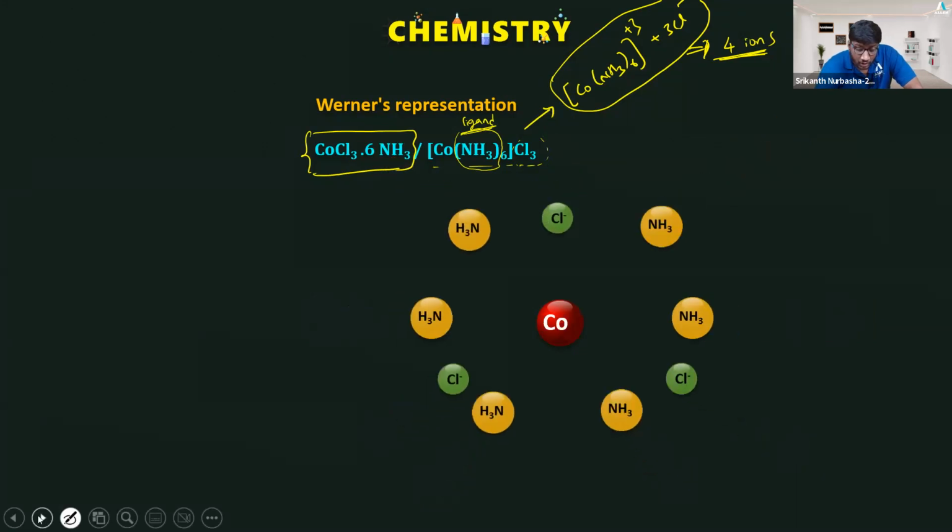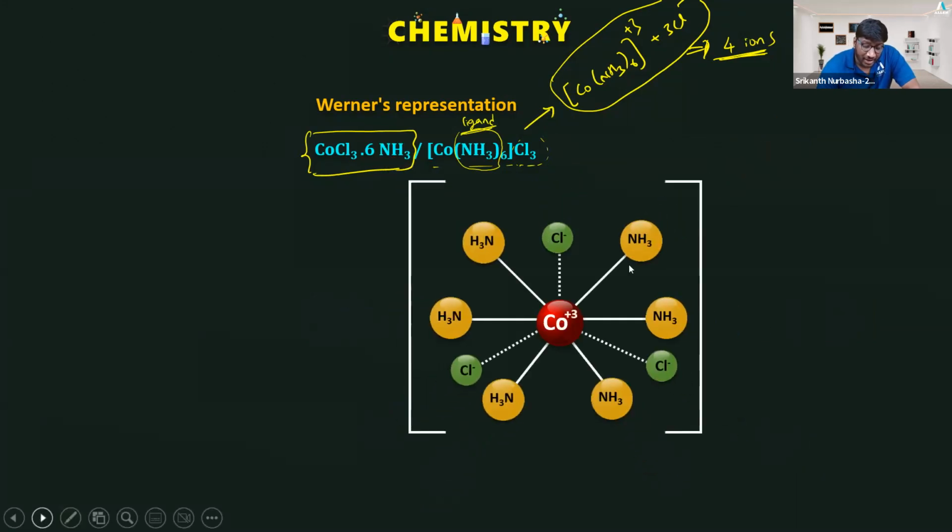So we have cobalt bonded with 6 ammonia, shown by 6 solid lines. It has electrostatic force of attraction with 3 chloride ions, represented by dashed lines. This is your complex [Co(NH3)6]Cl3. This is how Werner represented the complex. Whenever you have 6 ligands, it will occupy an octahedral shape. Clear or not?